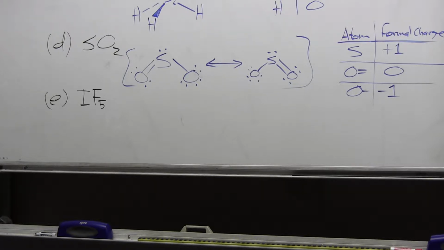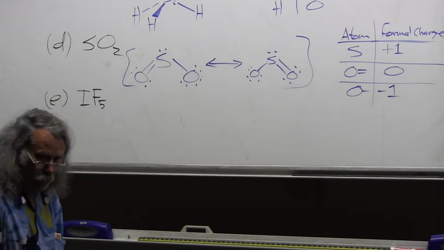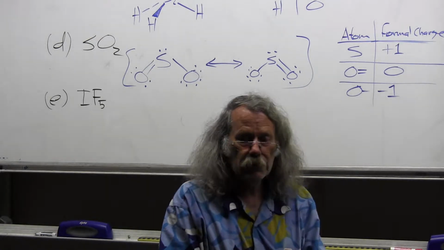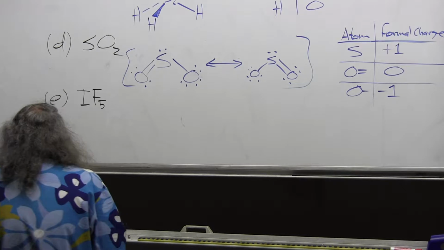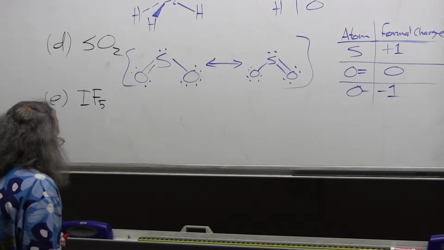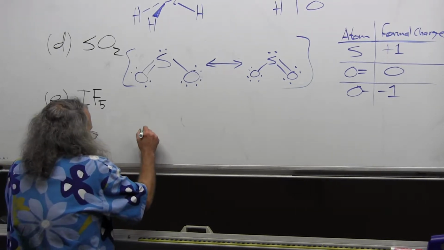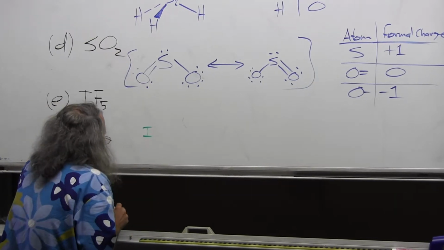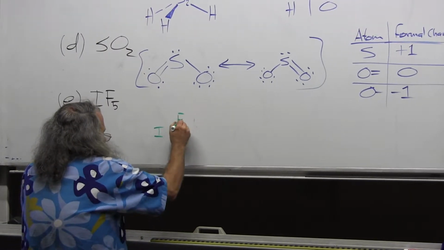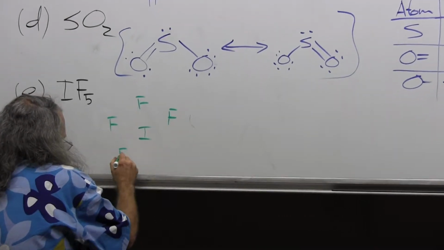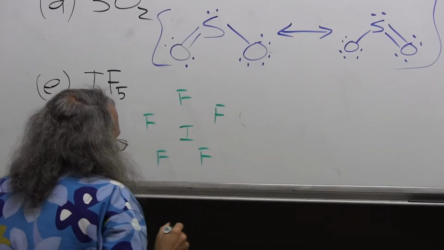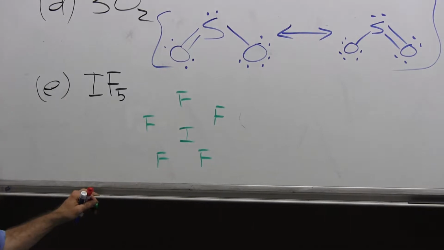The iodine pentafluoride, or as the Brits would say, iodine pentafluoride, which I will start with the iodine in the central position. I will dispose the 5 fluorines about that central position, and I will count electrons.